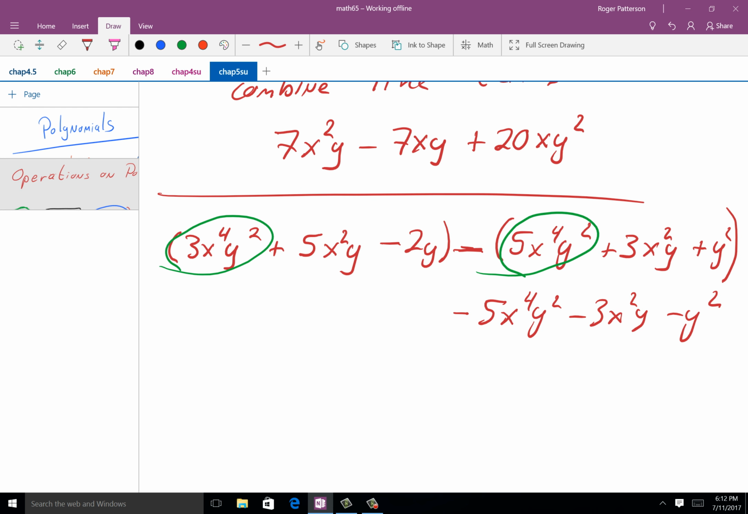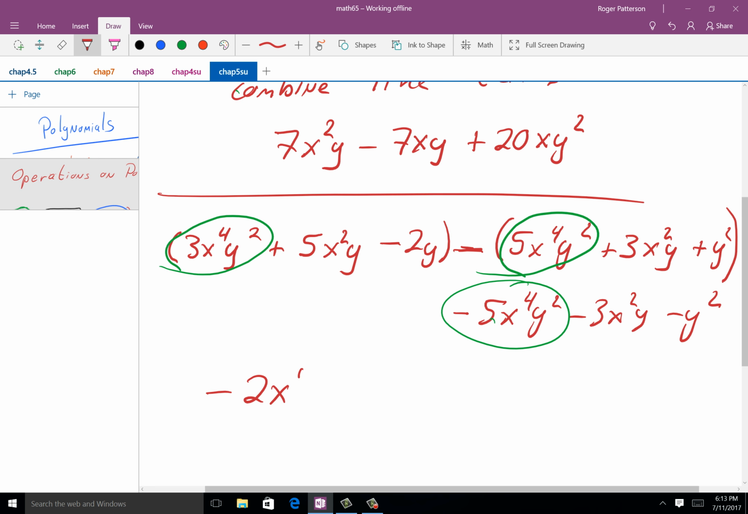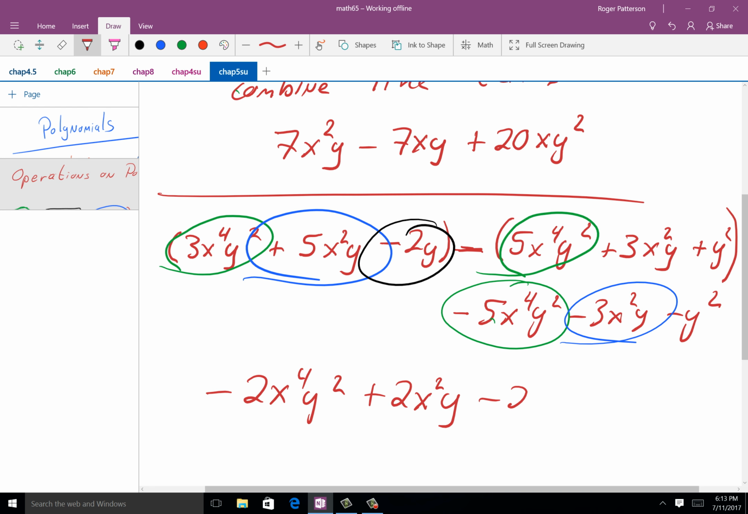So I'm going to combine this one and this one. That's going to give me a negative 2x to the 4th y squared. Okay, then we have here and here. So 5 minus 3 is a 2, x squared y. And then here, I don't have a y, just a y squared. So I really can't do anything with that one. So I'm just going to drop it down here.